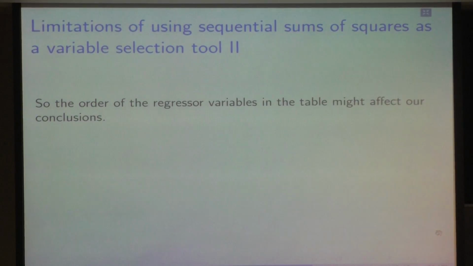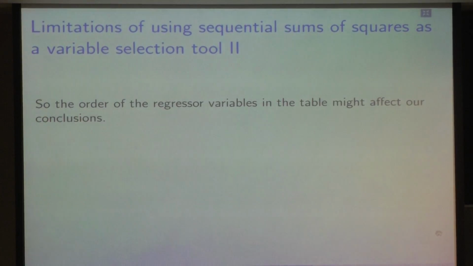So that means that the order that the regressive variables have might affect what we conclude, what we decide is the best model using the analysis of variance method.